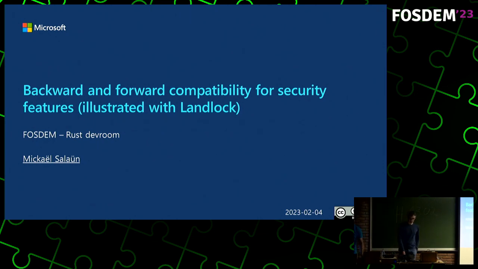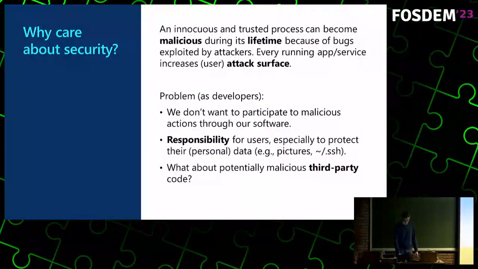Hello everyone. My name is Mikhail Salin. I work for Microsoft, and I'm mostly the maintainer of Landlock, which is a new Linux security feature. It's about sandboxing. So this talk is about the Rust library we wrote for Landlock, and we had some challenges about compatibility. So just a quick introduction, context to understand the problem here.